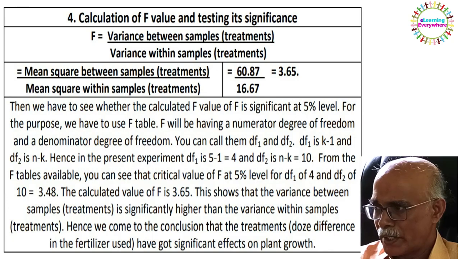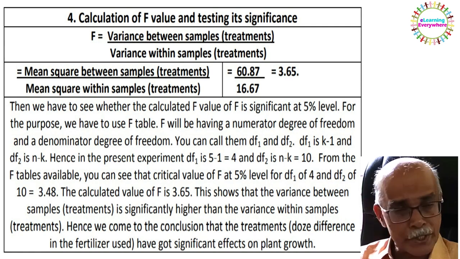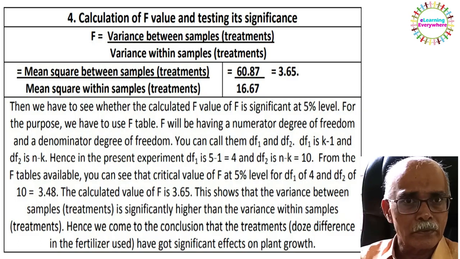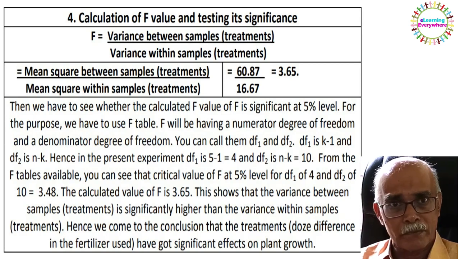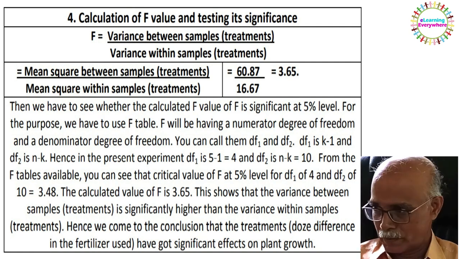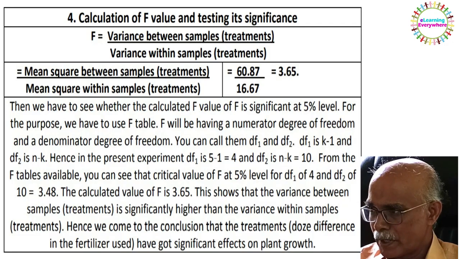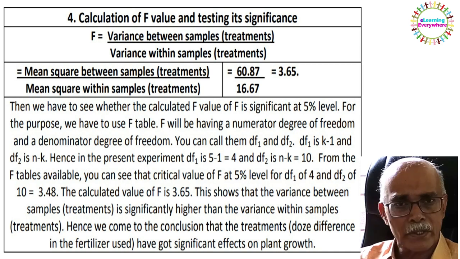and mean square within samples stands for the variance within samples. And the general assumption is that variance between treatments may be due to treatment differences, and the variance within treatments may be due to experimental error patterns. Because of that, the variance within samples or within treatments is also called error variance. So in that sense, you are dividing the between treatment variance by the error variance to get the F value. And here you have made the calculation, and it is 3.65.